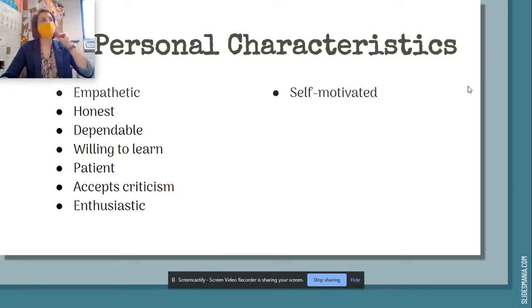This is not that somebody is pushing you. A lot of times in school, when you have a particular assignment due and some lovely teacher is like, hey, have you done it yet? Have you turned it in? That is not self-motivation. That is somebody motivating you.